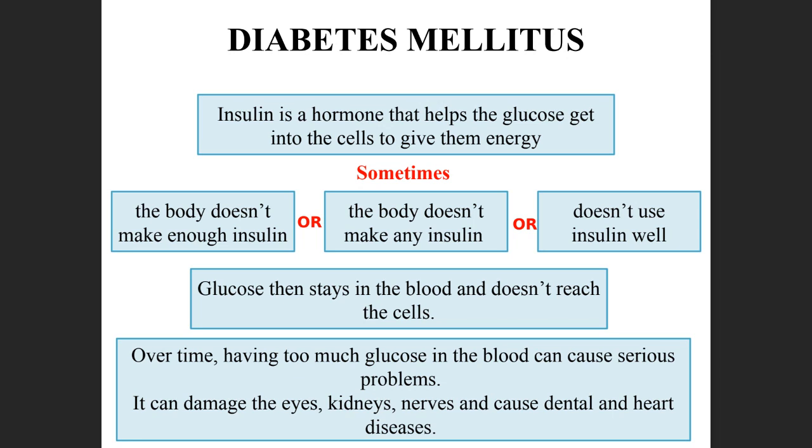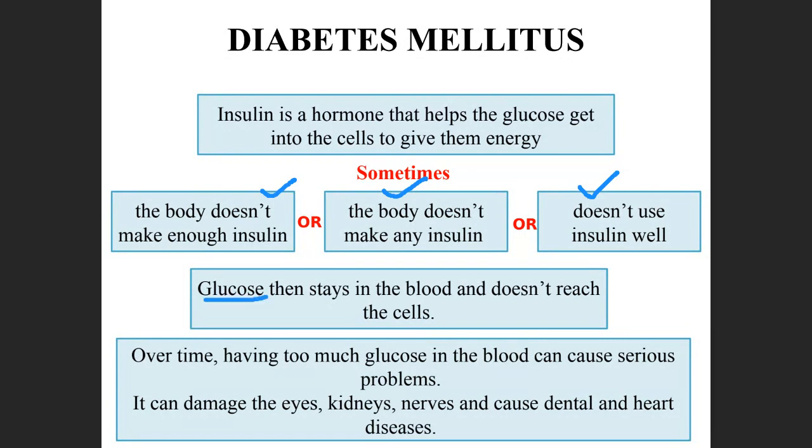So what is insulin? What is the importance of insulin? Insulin is a hormone which helps to distribute the glucose into the cells of the body to give them energy. That is the basic function of insulin. But sometimes the body does not make enough insulin, or the body doesn't make insulin at all, or insulin is secreted but the body doesn't use it. So these are the three conditions in which there will be a problem either with the secretion of insulin or with the use of insulin. So in such situations, what will happen?